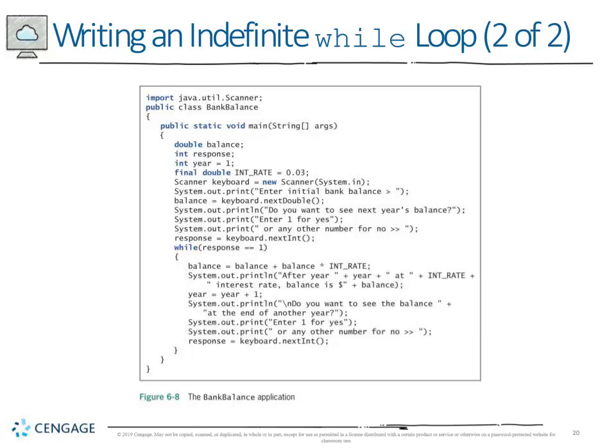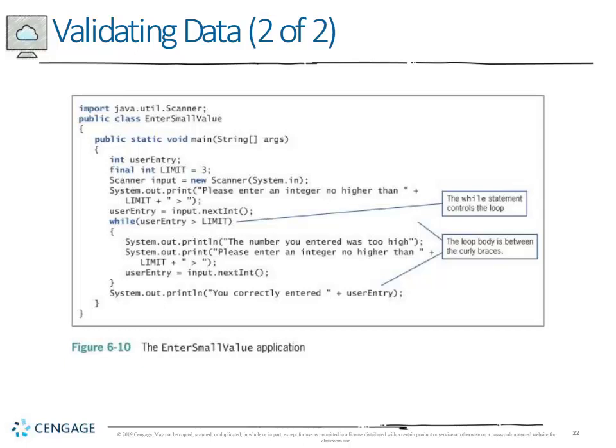We can also have an event control loop. In this program, the loop is controlled by the user input. If the user enters number 1, the loop body will be executed. Note in the loop body, the last statement is response equals keyboard.nextInt. If the user enters any integer value other than 1, the condition after the while will be evaluated to false. The loop will stop.